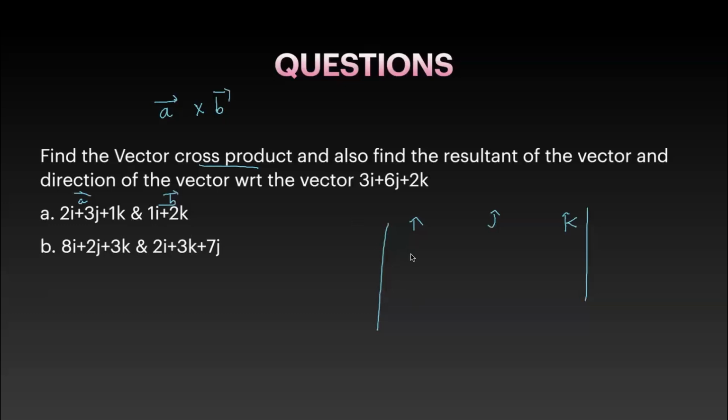Okay. Find the coefficient of i cap first, which is 2. Write the coefficient of j cap, which is 3. Write the coefficient of k cap, which is 1. Second one: write the coefficient of i cap, 1. Write the coefficient of j cap, 0. Then what is the coefficient of k cap? 2. Now evaluate the determinant.